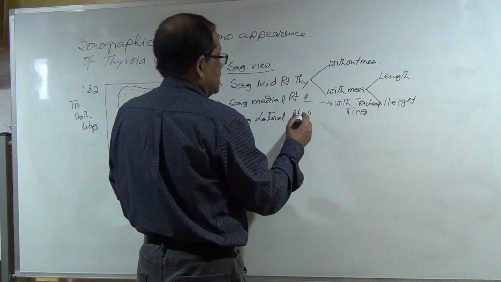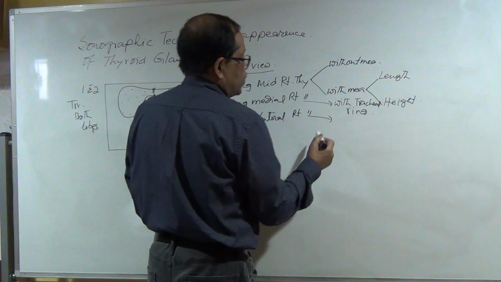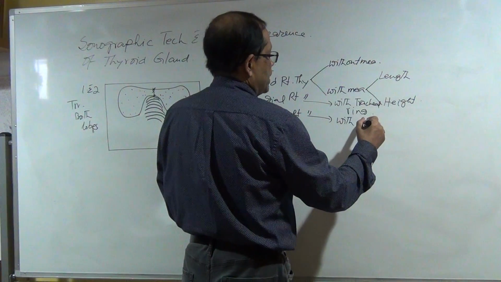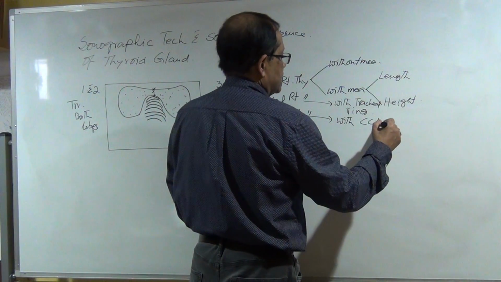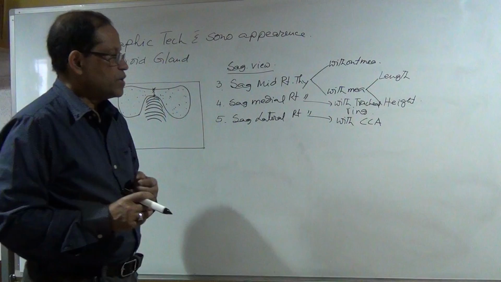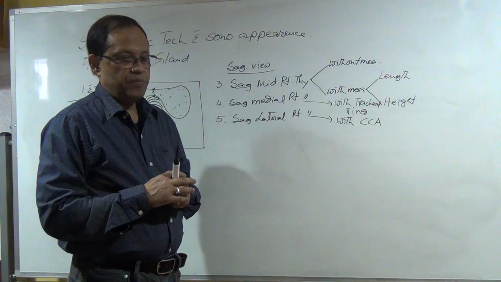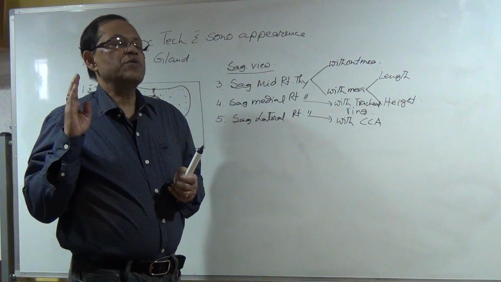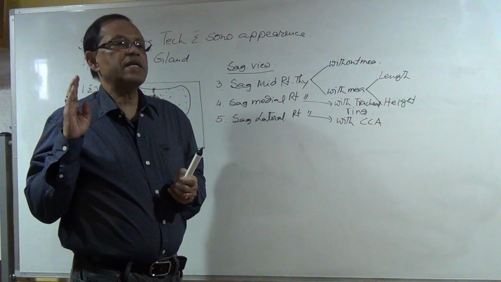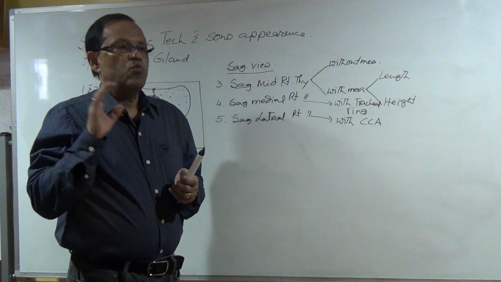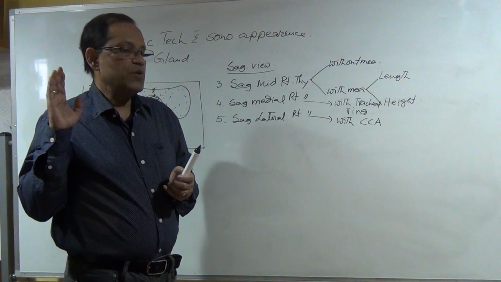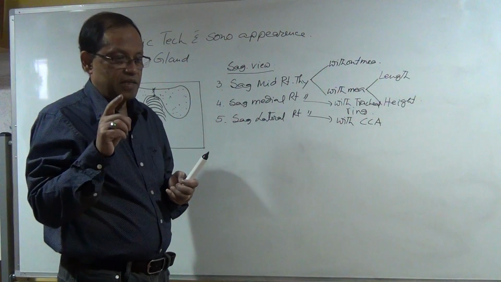The lateral comes with the common carotid artery. Here the common carotid artery is a landmark. You have to go all the way lateral and you get the common carotid. Once you get it, then come back. Whatever the portion you see while you are coming back, that is lateral.